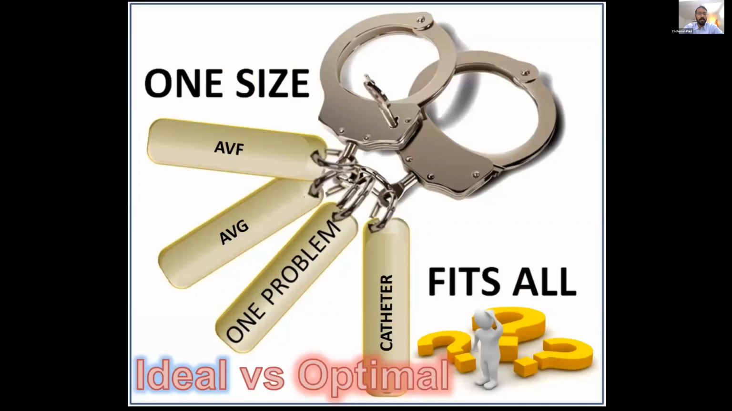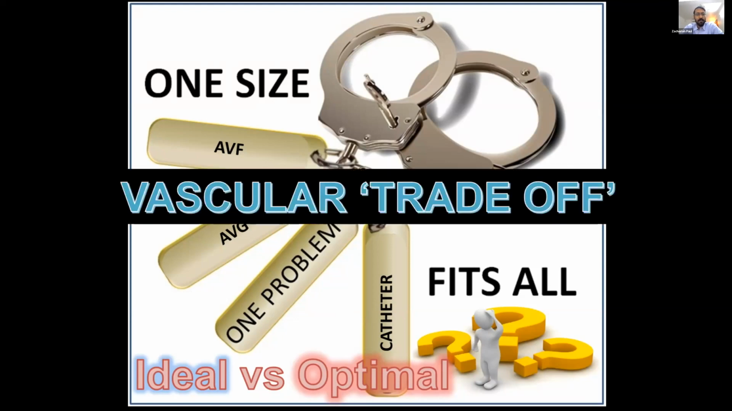And we know there is one problem. The problem is that a patient requires a vascular access. You need a good, well-functioning vascular access. But the fact is, one size does not fit all. So you have a variety of vascular access that we have to choose from, and probably the decision we make is what is ideal versus optimal. And in the process of striving to achieve that, we have to come to accept the fact that there is a vascular trade-off. One fistula might be chosen over the other, may not always be the ideal, but an optimal, and that might carry its own risk to the patient.